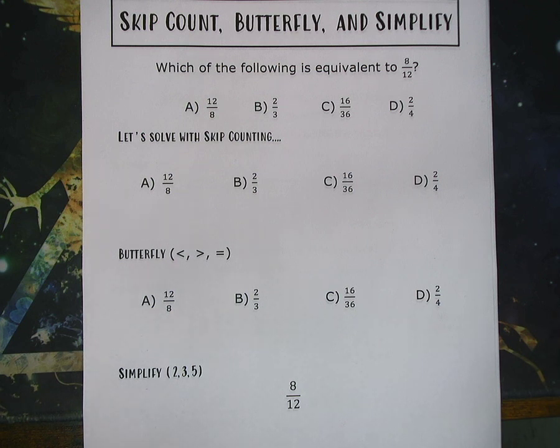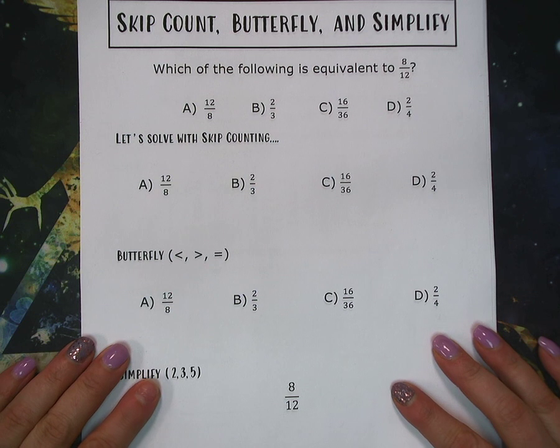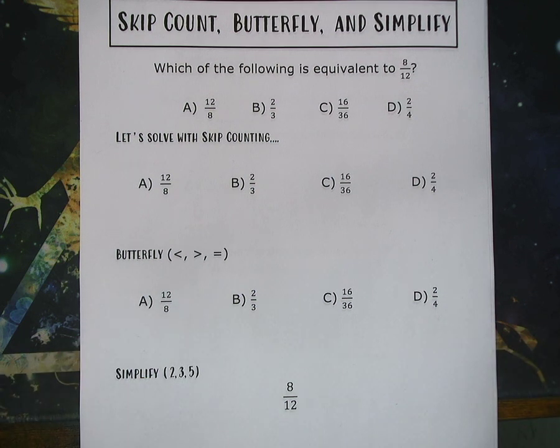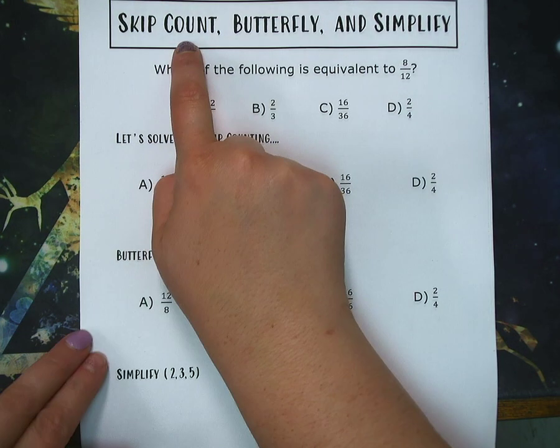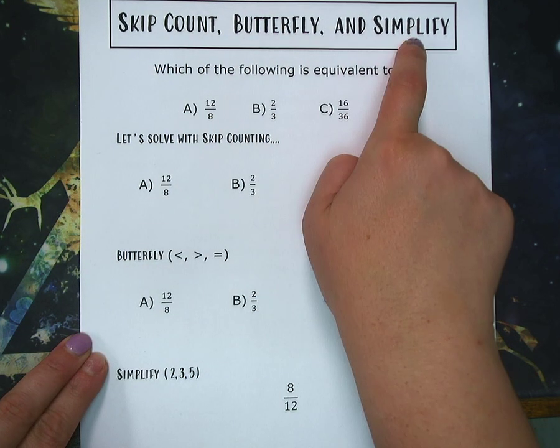All right, today we are going to talk about skip counting, butterfly, and simplifying. We're going to talk about how to use these strategies to compare different fractions. This is going to be really super helpful for us when we're multiplying and dividing fractions and looking for equivalent answers. Again, we have three strategies: skip counting, butterfly, and simplify.